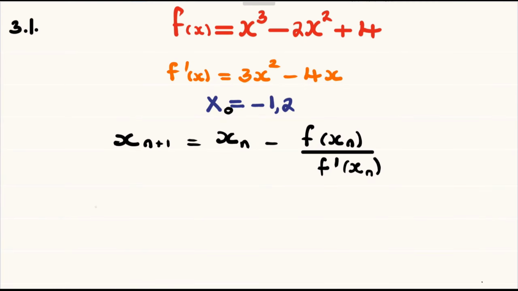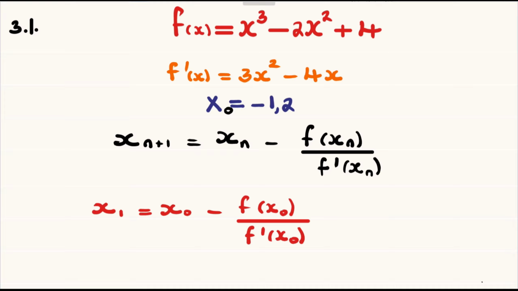Remember, I said that n starts from 0. So we have x subscript 0 plus 1. But 0 plus 1 is just 1. So x subscript 1 will be equal to x subscript 0, in the place of the n, minus f of x subscript 0 divided by f prime of x subscript 0. We substitute x subscript 0, which is negative 1.2, both in the original and the derived equation.